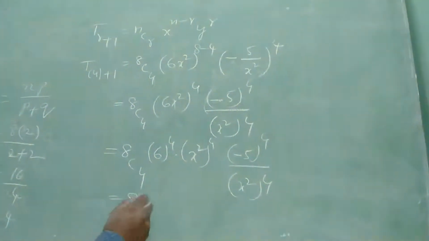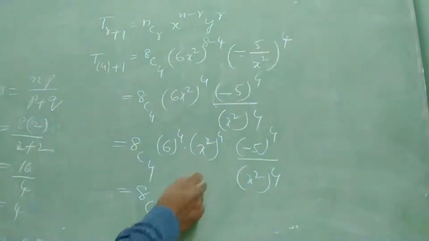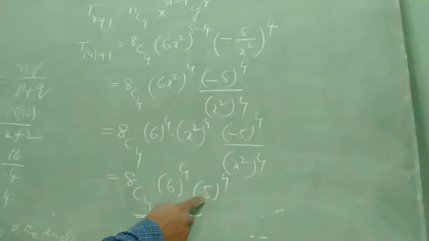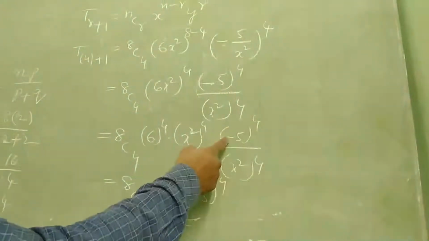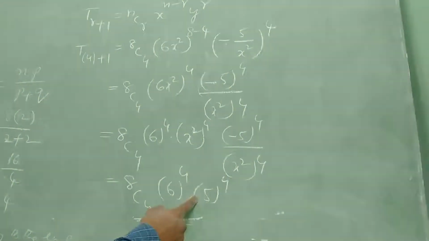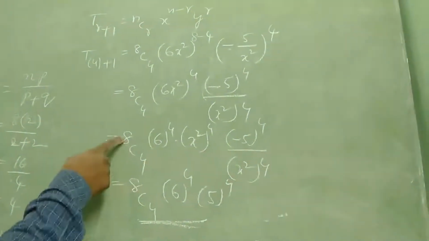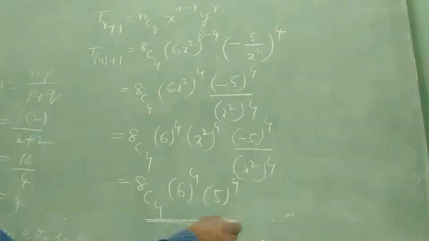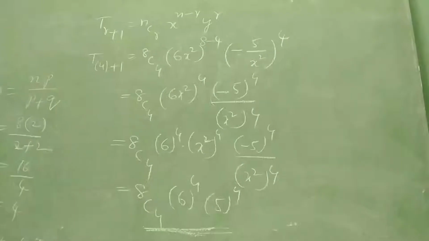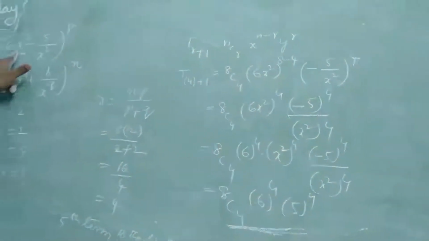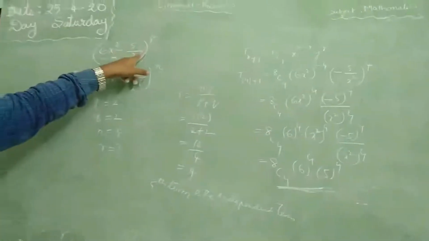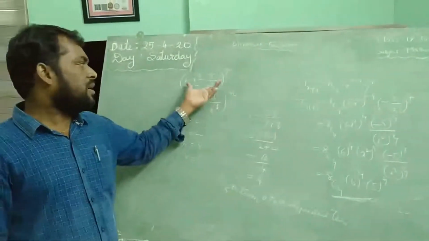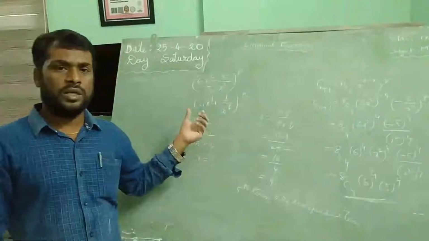So the remaining value is 8C4 into 6 to the power of 4 into 5 to the power of 4. Why are we writing 5 to the power of 4? Minus to the power of an even number becomes plus. So the remaining value is 8C4, 6 to the power of 4 and 5 to the power of 4. This value gives the independent term in the expansion of (6x square minus 5 by x square) whole to the power of 8.